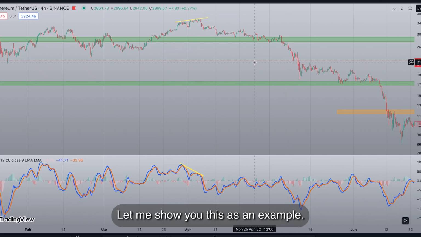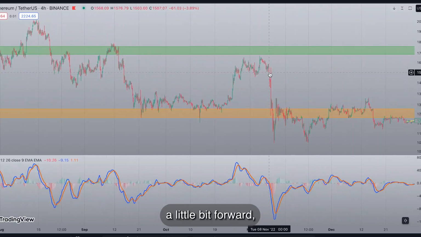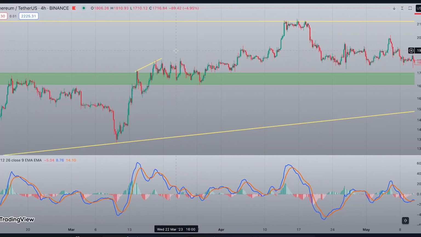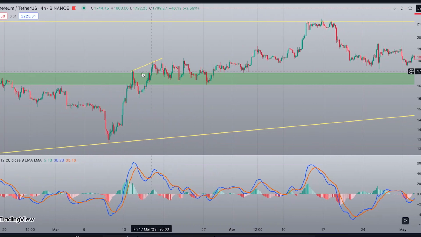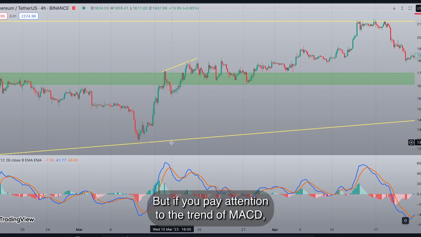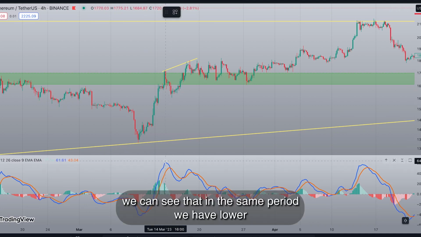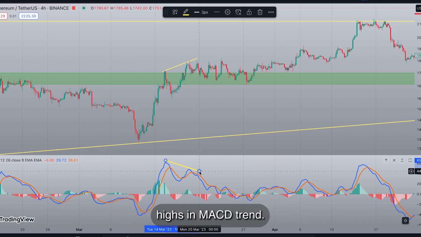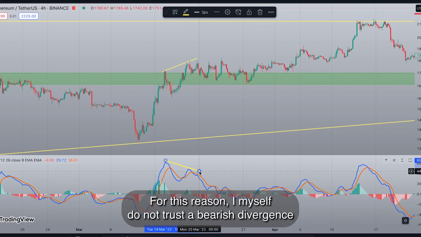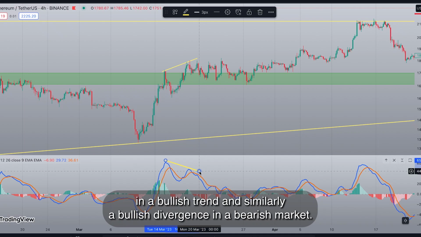Let me show you this as an example. If we come a little bit forward, here you can see that the overall trend is positive and the price has been submitting higher lows one after the other. But if you pay attention to the trend of MACD, we can see that in the same period, we have lower highs in the MACD trend. Although the price continued to ascend, the MACD has submitted lower highs. For this reason, I myself do not trust a bearish divergence in a bullish trend, and similarly, a bullish divergence in a bearish market.